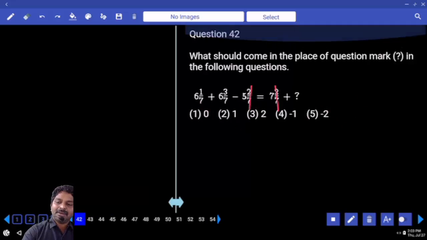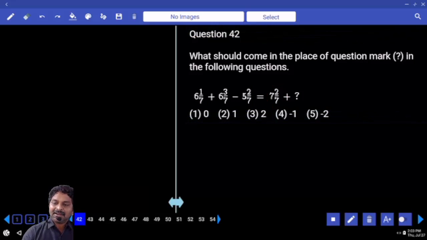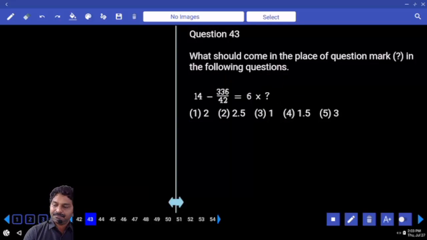2 by 7, 2 by 7. No. So this comes left hand side, right? And it also becomes a negative number. Right. So now first consider only integers. 6 plus 6, 5 plus 7. Plus 12, minus 12 gets cancelled. Now consider fraction. 1 by 7, 3 by 7, 2 by 7, 2 by 7. That also gets cancelled. 0.